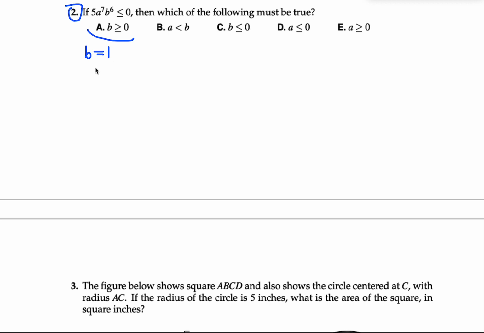If the equation is true at all times, or true sometimes and false sometimes. So in this scenario, we'll get 5a to the 7th power, and then b equaling 1. 1 to the 6th power is still going to be 1. It's less than or equal to 0. Now we can simplify this, right? Because 1 to the 6th power, like I said, is still going to be 1. And so the simplification will simply be 5a to the 7th power is less than or equal to 0.